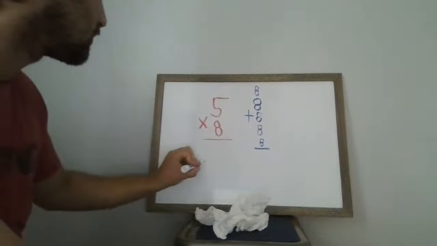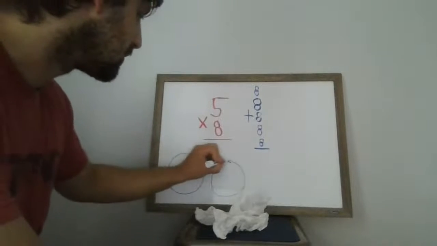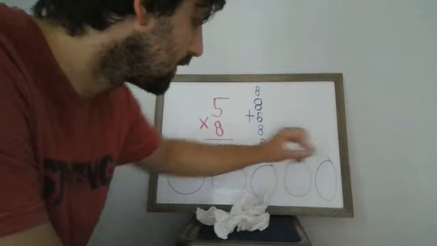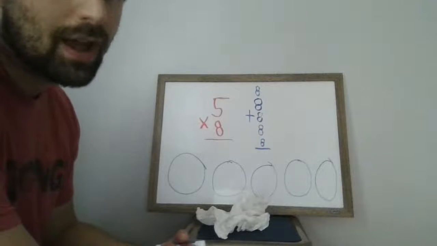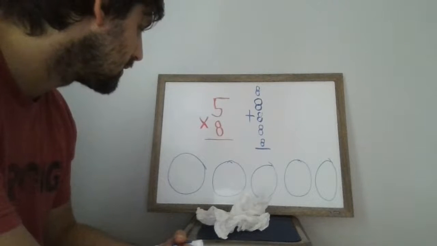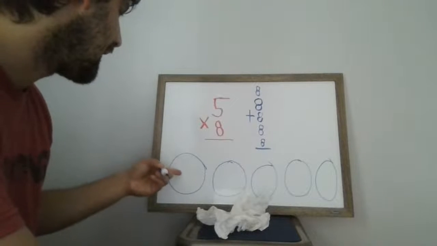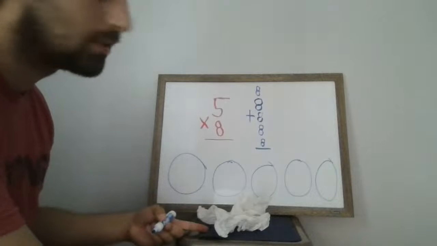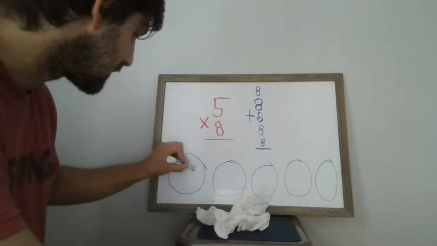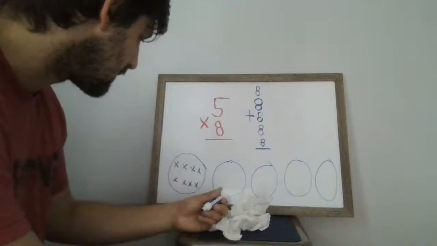So what you're going to do is you can draw 5 circles. You draw them down here. 1, 2, 3, 4, 5. And then you're going to draw 8 objects in each circle. You can go with dots, X's. I like to go with X's. So 8 X's in each circle, and then you count the total number of X's to find the answer. So I'm going to make 8 X's in this circle. I'm going to make 8 X's in each of these circles.